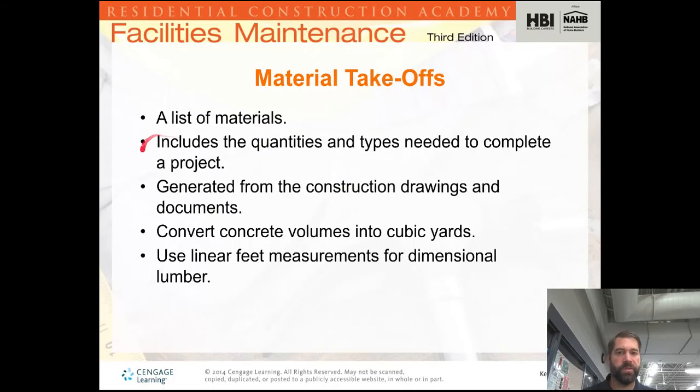Material takeoffs. So all of you will be doing this. This is the basis of an estimate. So you create a list of materials. It includes the quantities and types needed to complete a project. They're generated from the construction drawings and documents. So you should be able to convert concrete volumes into cubic yards and use linear feet measurements for dimensional numbers. We're going to go over this in more detail in the following weeks.